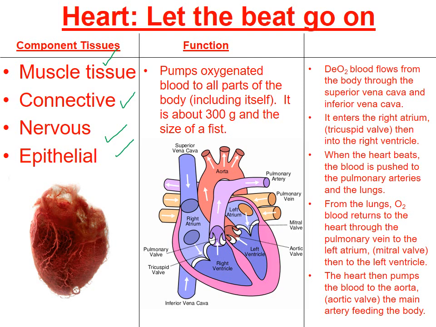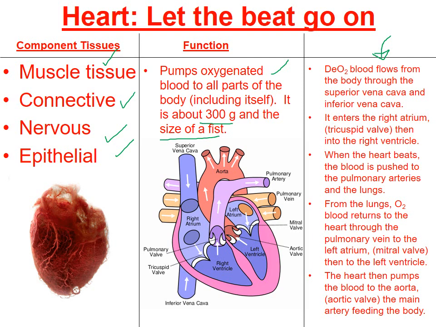It pumps oxygenated blood throughout the body, and it pumps some deoxygenated blood to the lungs so it can get oxygen. It's not very large, about 300 grams, and the size of a fist. This is the major flow of blood throughout the body. You do need to know this flow. I'm going to go over it with you a few times to make sure you understand it.